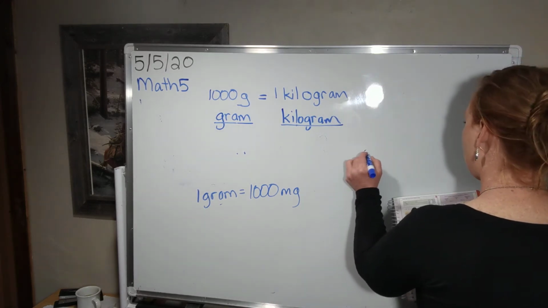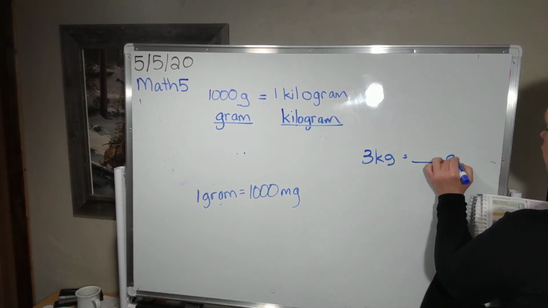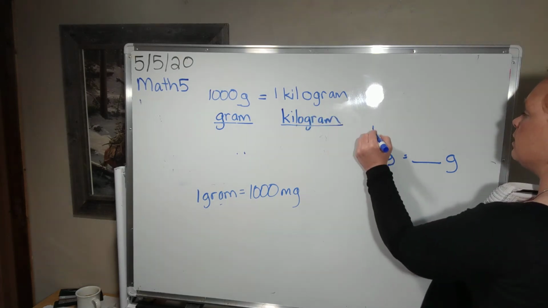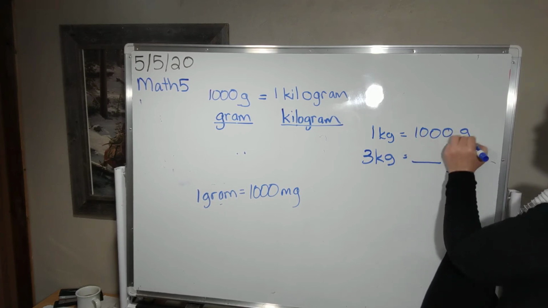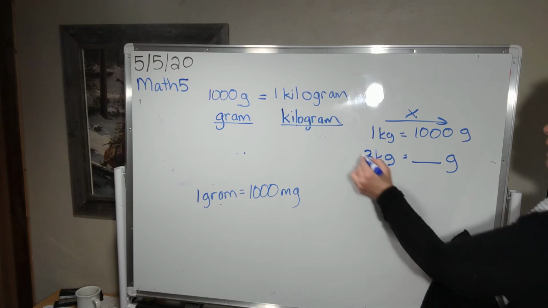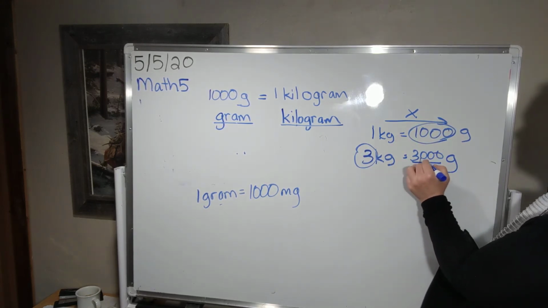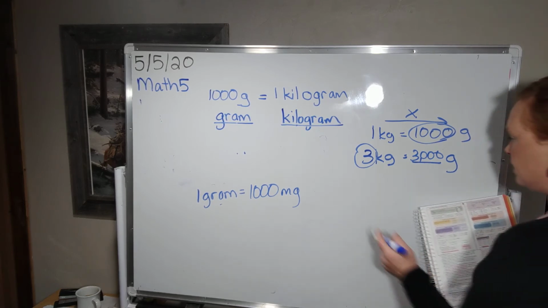So in the orange box, it wants us to convert 3 kilograms equals how many grams? Okay, well, I have to write my conversions above, which is 1 kilogram equals 1,000 grams. My number is getting bigger, so I multiply. I multiply the numbers that I know, and I get 3,000. Okay? Now we're going to divide.